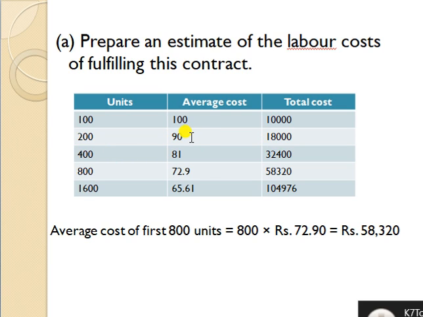400 units: 90% of 90 is 81. So 81 multiplied by 400 is 32,400. Next, 400 doubles to 800: 90% of 81 is 72.9. So 72.9 multiplied by 800 is 58,320. And from 800, the next one is 1600: 90% of 72.9 is 65.61. So 1600 multiplied by 65.61, total 1,04,976. This is the table.